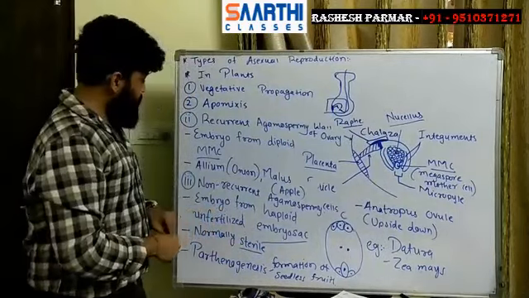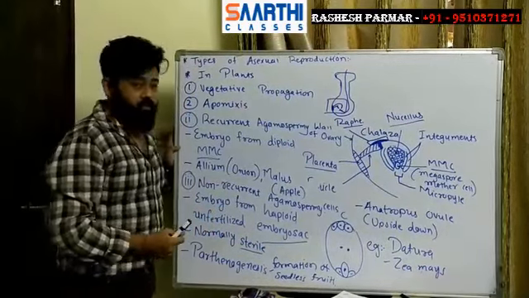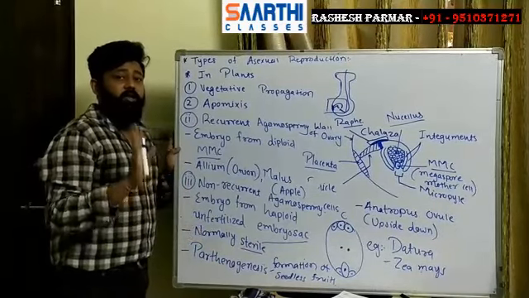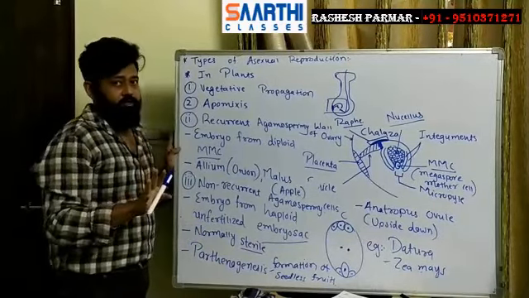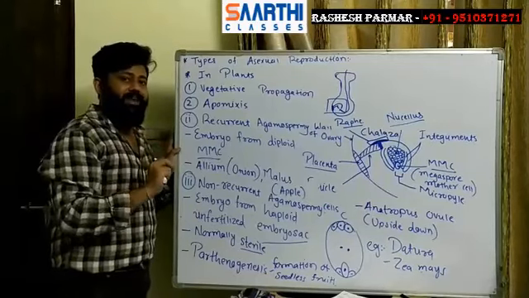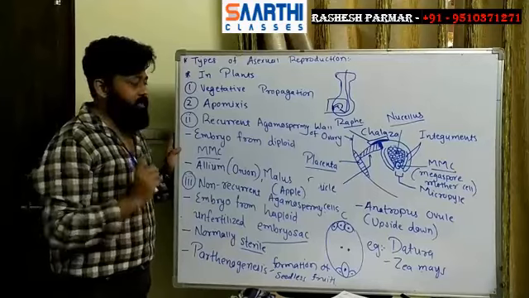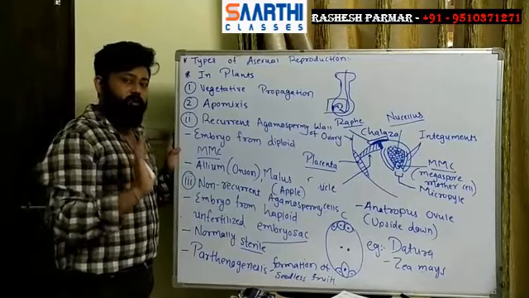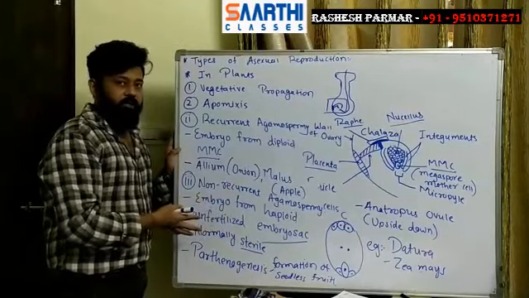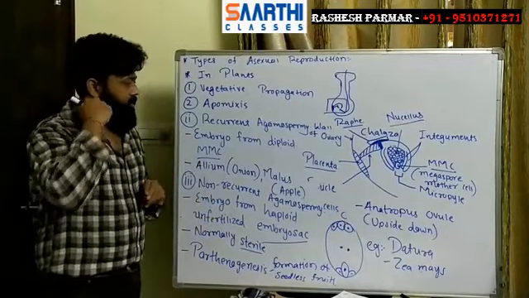So these are the three types of apomixis, which do not involve fertilization. What is fertilization? Fertilization is fusion of male gamete and female gamete. But here, without even fertilization, the seeds are forming. So it is called apomixis.